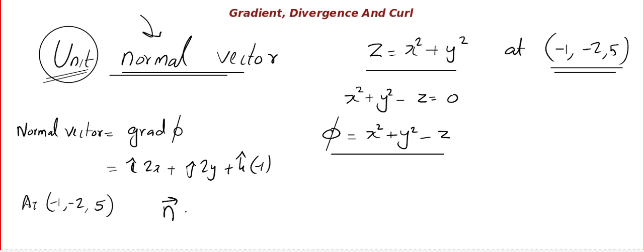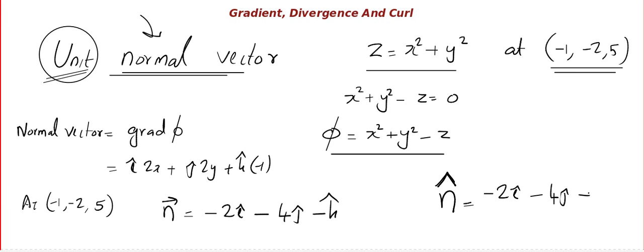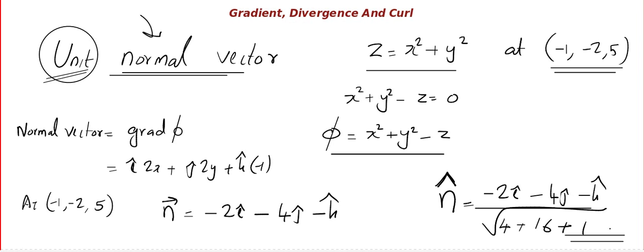The normal vector will be -2i, -4j, -k. Now the unit normal vector, that's a cap vector, hat vector. So -2i, -4j, -k, whole divided by root under 4 plus 16 plus 1. Complete the calculations. One more question.